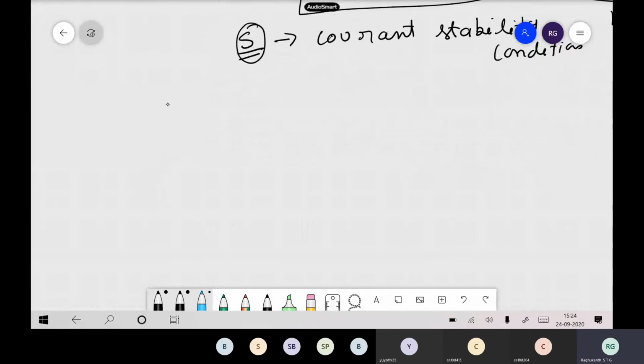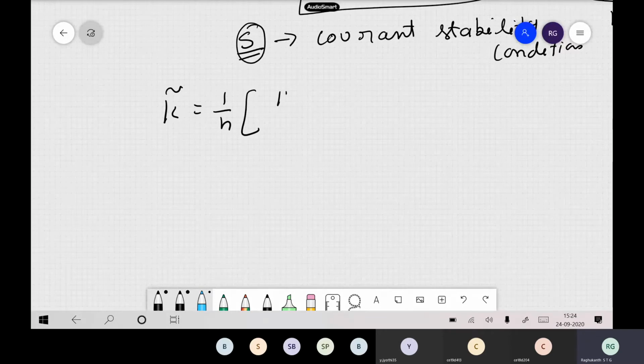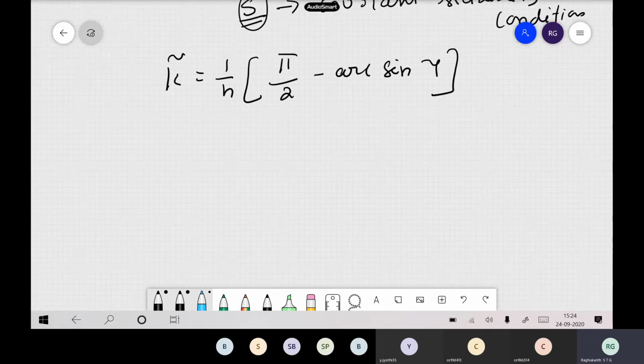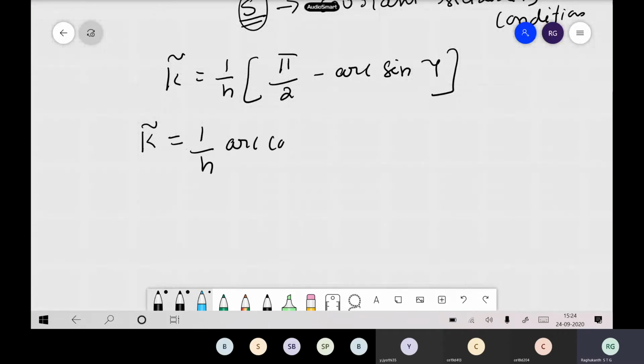So k hat is equal to 1 by h times pi by 2 minus arcsine zeta. We already wrote this expression in the last class. kh, if you remember, was 1 by h arccos.